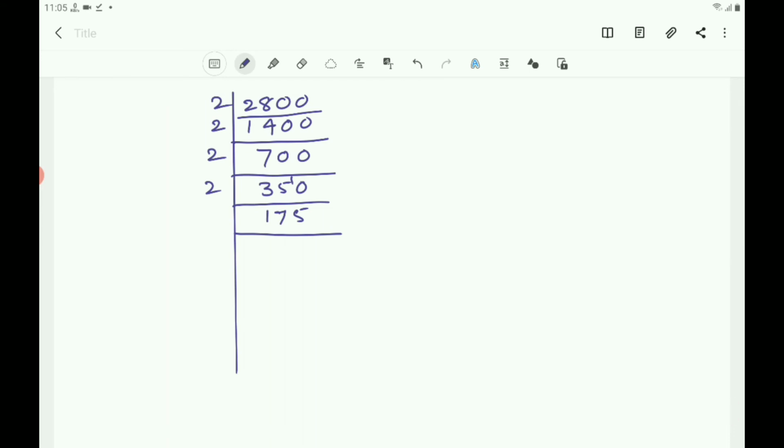Now you try it by 3. 1 plus 7 plus 5, that is 13. 13 is not divisible by 3, so 175 is also not divisible by 3. And it is divisible by 5 because the unit digit is 5. 5 3s are 15, 2 is remaining. Then 25, 5 5s are 25. Then again it is divisible by 5, 5 7s are 35, and 7 1s are 7.